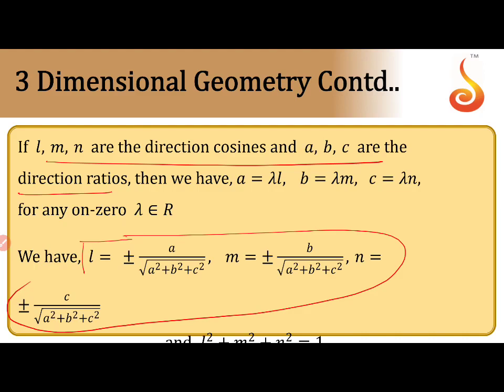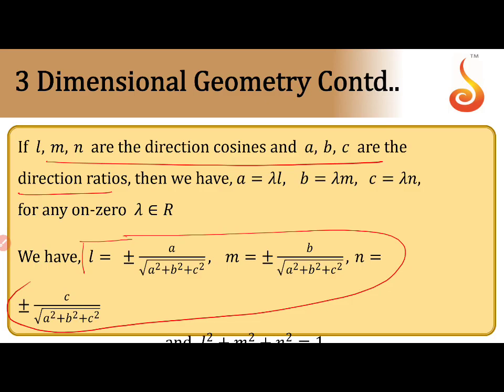When DRs are given, you can get DCs. Here one thing you can remember: all plus or all minus you can take. That means if you take a line, one direction is plus and the other direction is minus. If a line has two DCs, all plus or all minus you can take. Clear? One direction, and the opposite direction you can take it here.